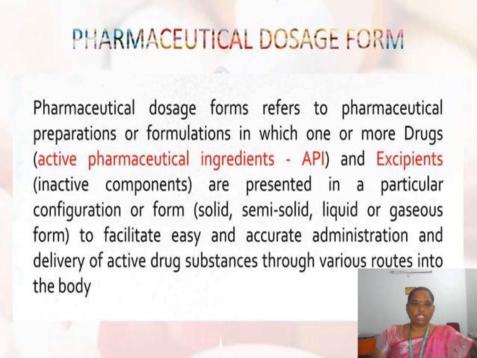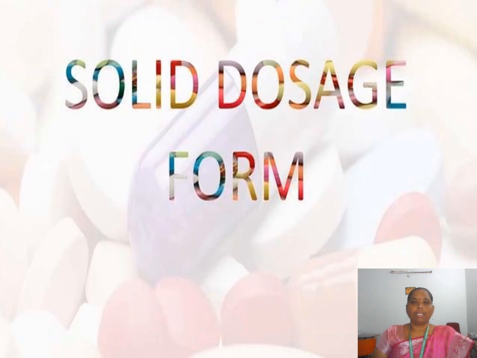Definition of pharmaceutical dosage form. Pharmaceutical dosage forms refer to pharmaceutical preparations or formulations in which one or more drugs, that is active pharmaceutical ingredients, and excipients, nothing but additives, inactive components, are presented in a particular or specific configuration or in the form of solid, semi-solid, liquid or gaseous, to facilitate easy and accurate administration in our body and to deliver the active drug substance through various routes in our biological system.